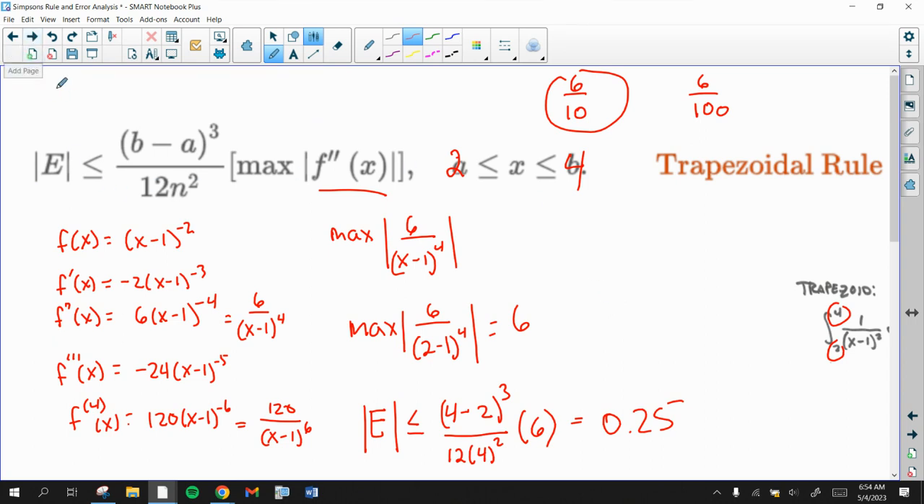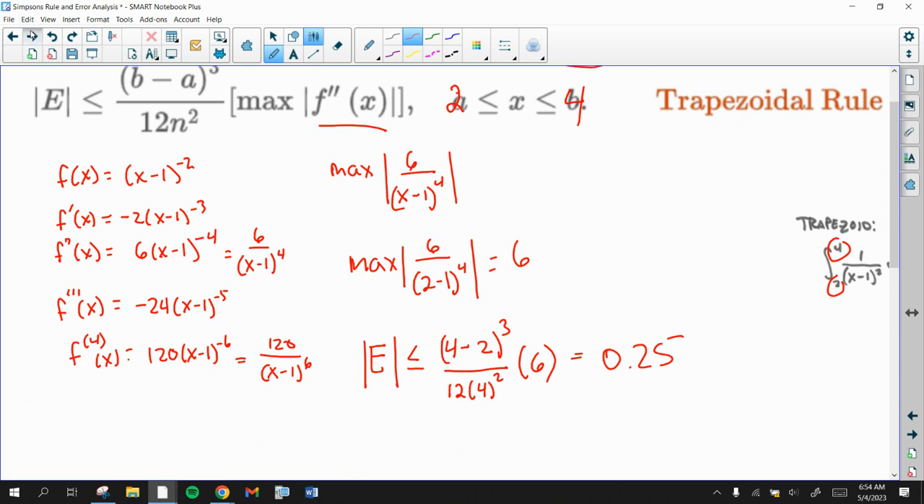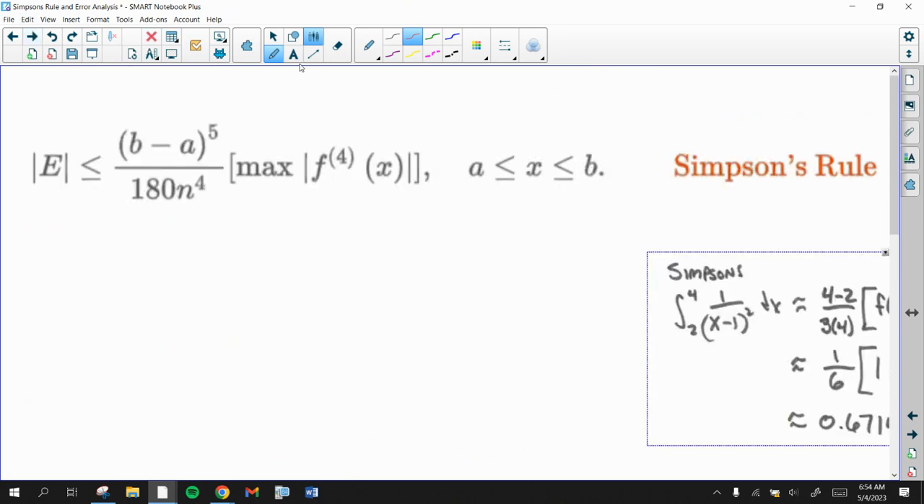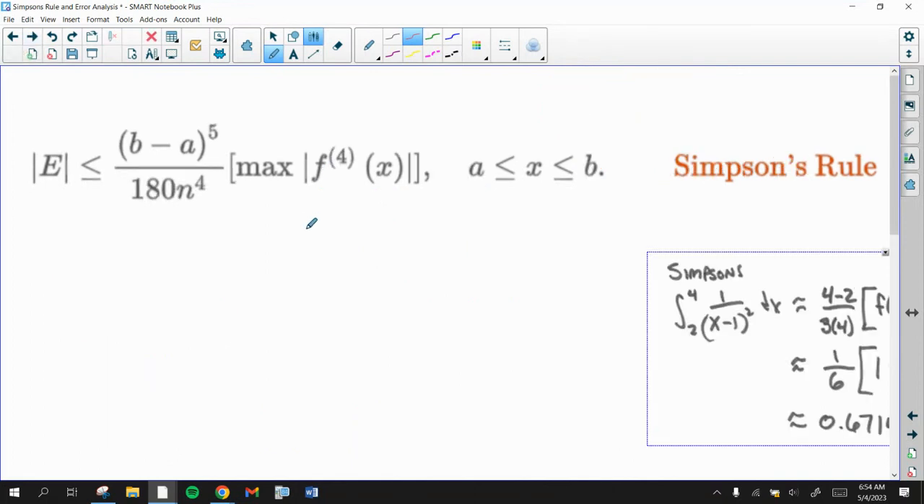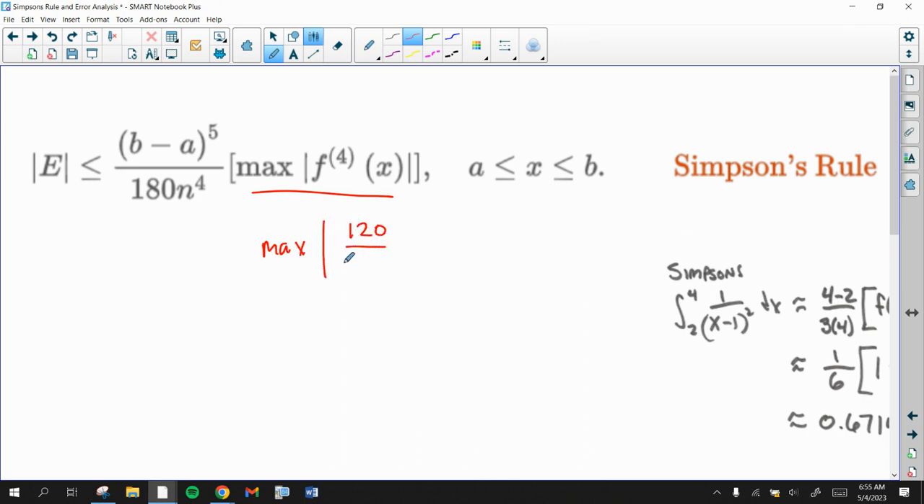So that's it. Now, Simpson's rule, we're done, basically. So all this is plugging in, because for Simpson's rule, we already said the fourth derivative was 120 over (x minus 1) to the 6th. So this is the maximum of the absolute value of 120 over (x minus 1) to the 6th from 2 to 4.